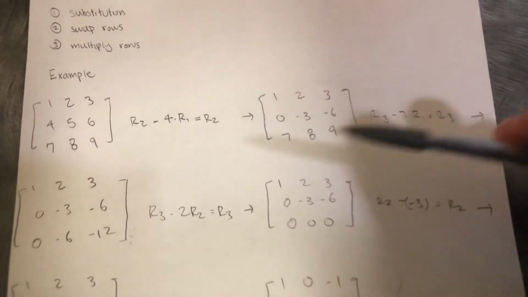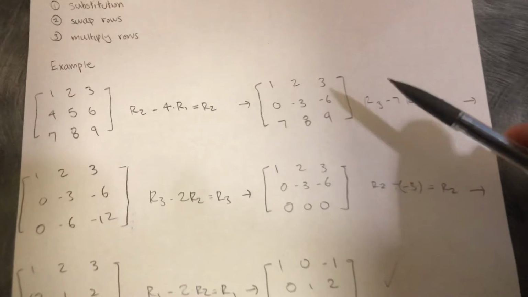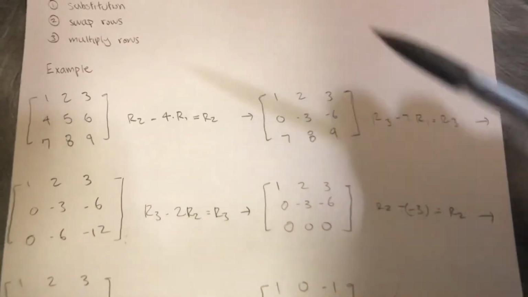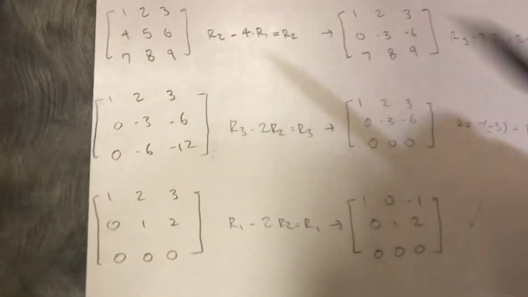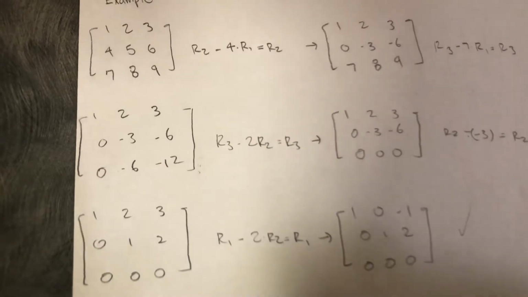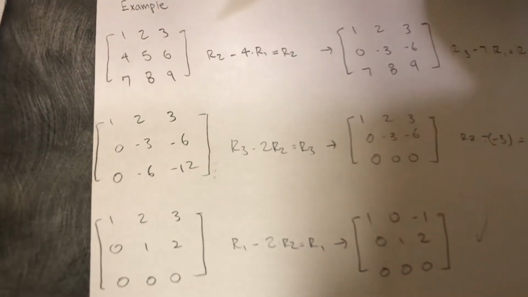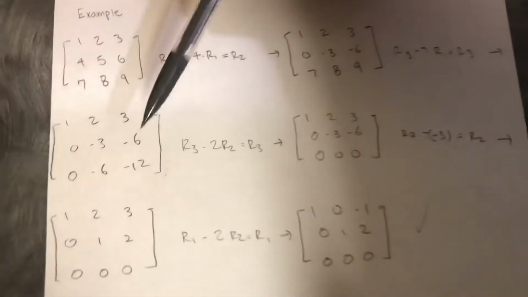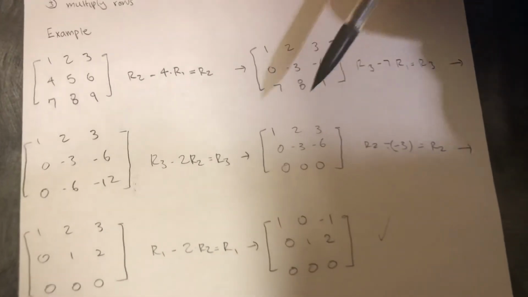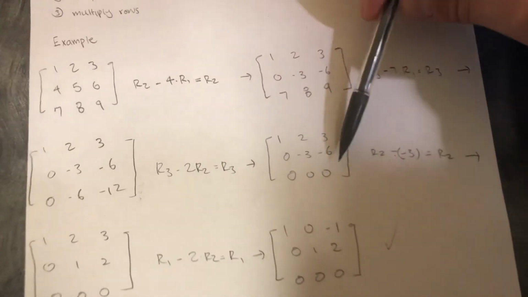We also want to do the same for this 7 right here, since it's also below this 1. So you're going to take row 3 and subtract 7 times row 1. And then we're going to get 1, 2, 3, 0, -3, -6, 0, -6, and -12. Once you look at this matrix right now, we notice that row 3 is a multiple of row 2. So we can zero out this whole bottom row to get 1, 2, 3, 0, -3, -6, and all zeros, and we can keep this row at the bottom.